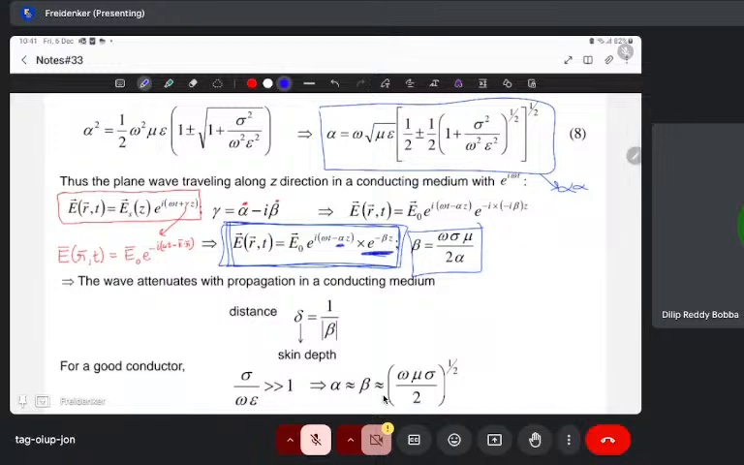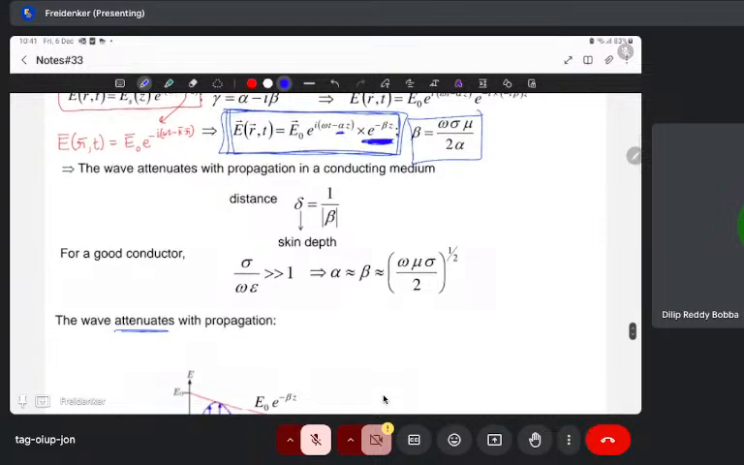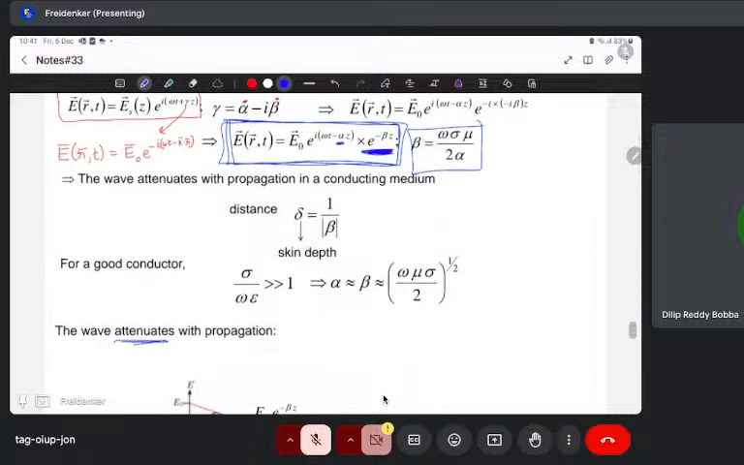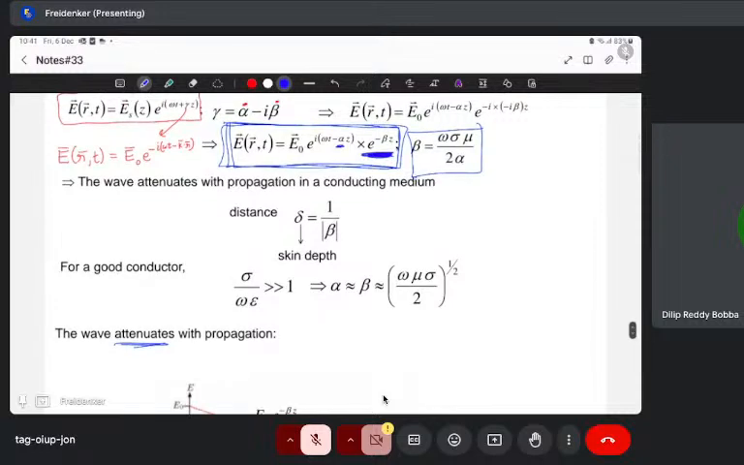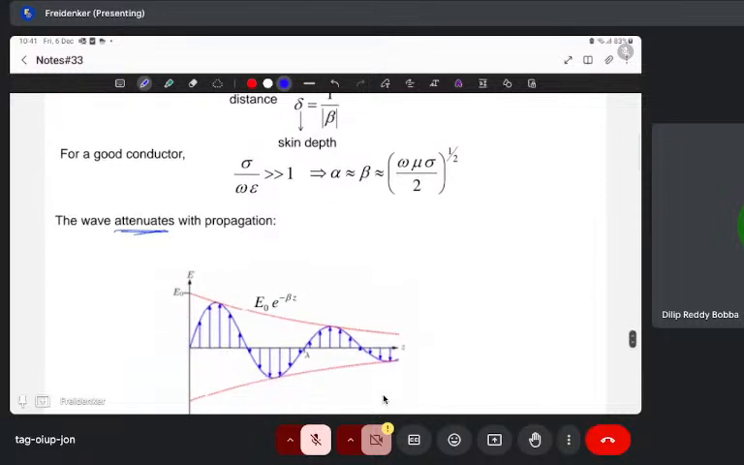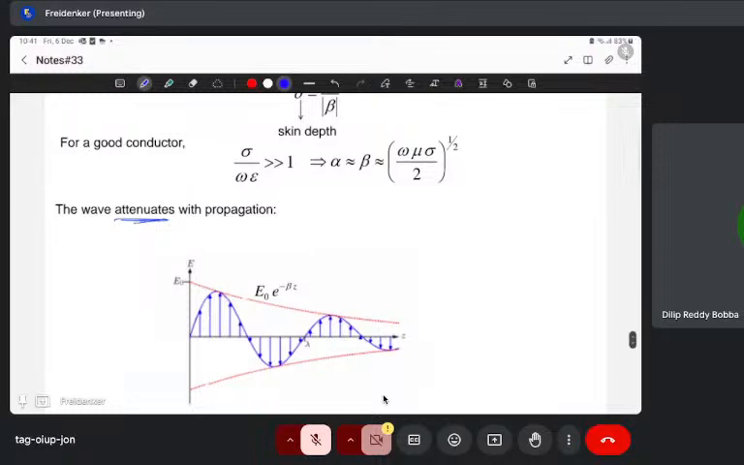So what does this mean? It means as the wave propagates in the medium, the amplitude keeps decreasing. There is an exponential decay in the amplitude. There is a term for that: attenuates. So the wave attenuates; basically, its amplitude decreases. It will look something like this. The amplitude is exponentially decaying as it propagates through the conducting medium.